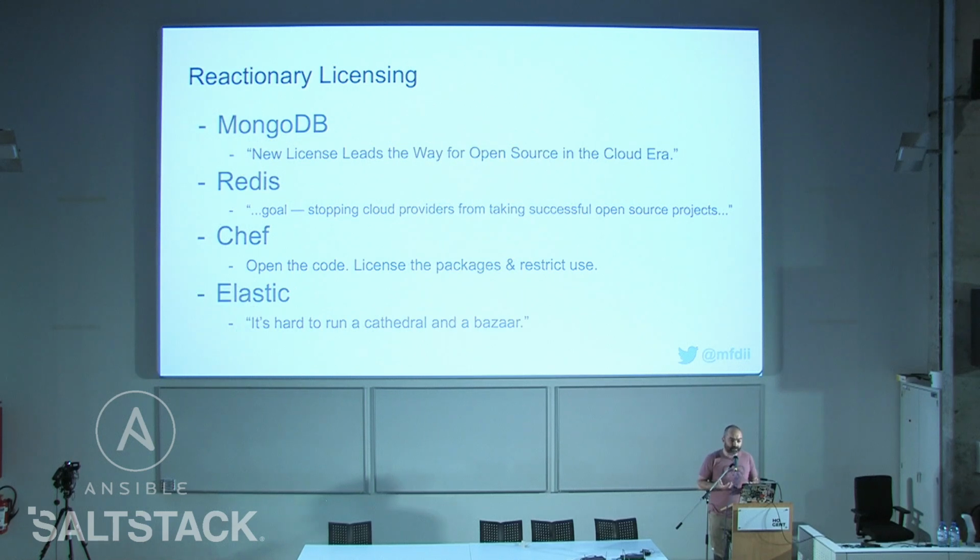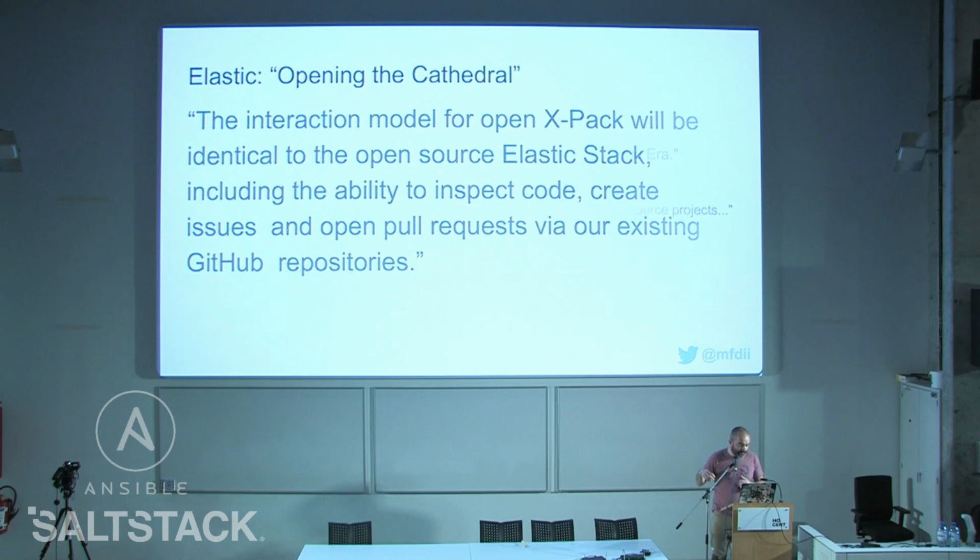And so now that there's a lot of money involved, people are starting to rethink the licensing. MongoDB and Redis had a reactionary license against Amazon, so Amazon and other cloud providers couldn't use their software. Chef actually attacked their open source users by closing the packages.